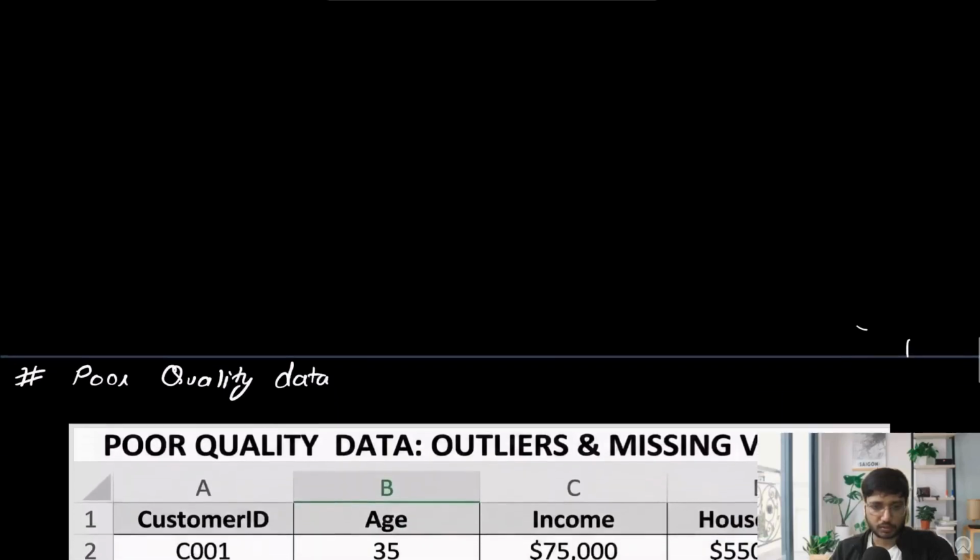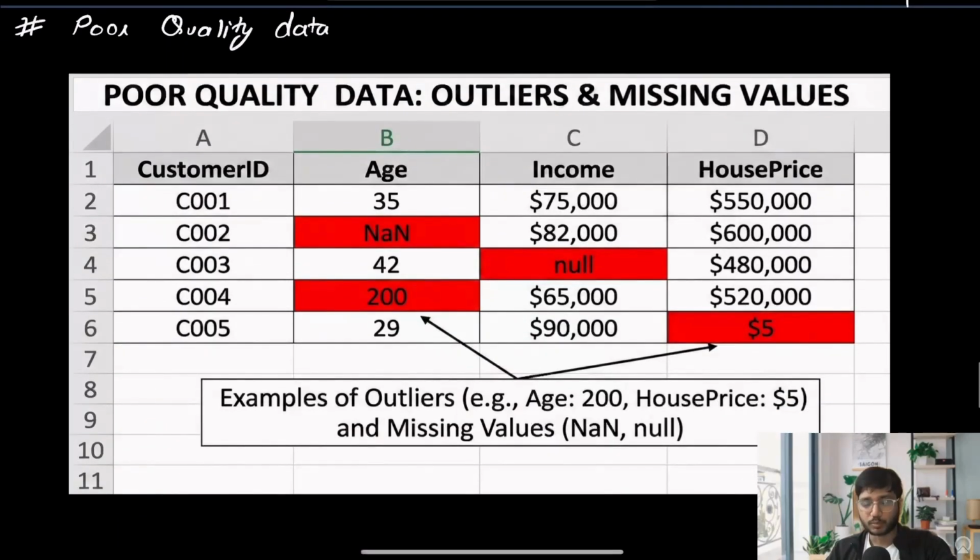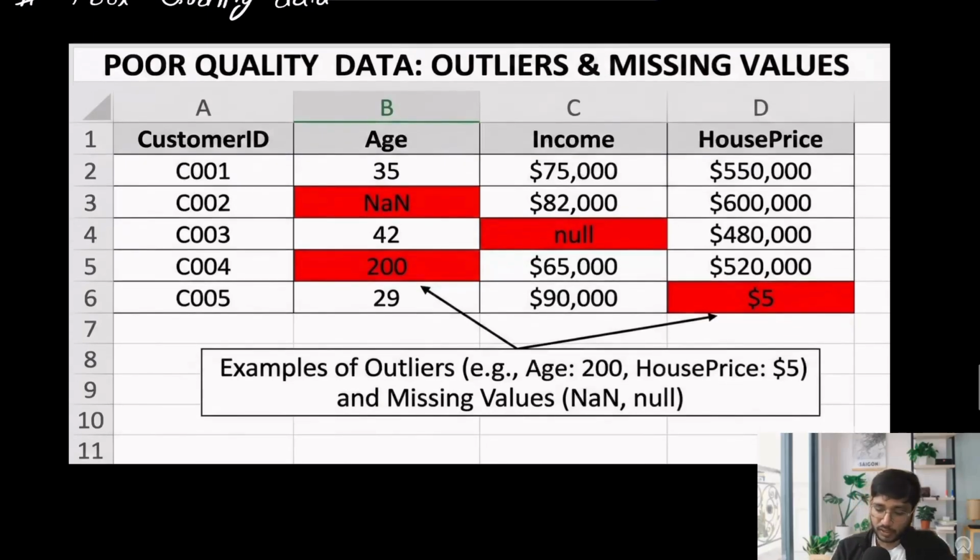Let's move to the next: poor quality data. What does that mean? Since most of the data is collected by humans, there is a high chance that there are some errors inside it. Some values could be null, some could be empty, some could be incorrect as well. For example, there is no way that there could be a housing price of $5, right? That means someone made a mistake in collecting this data, and this is an outlier. Same way, you have nulls as well.